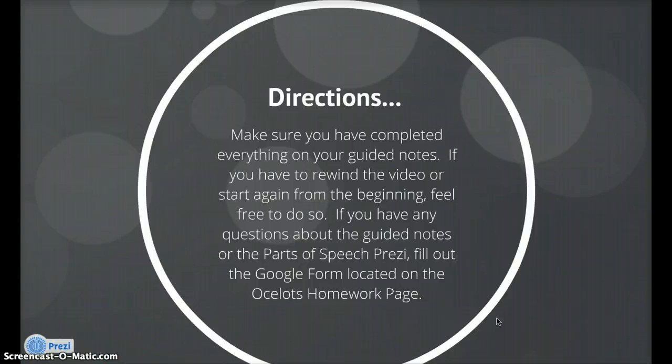Make sure you have completed everything on your guided notes. If you have to rewind the video or start again from the beginning, feel free to do so. If you have any questions about the guided notes or the parts of speech Prezi that you just watched, fill out the Google form located on the Ocelot's homework page. It's titled Parts of Speech Questions. Please remember to ask questions if you have them. Once you have finished the guided notes, you're done with the homework for tonight.